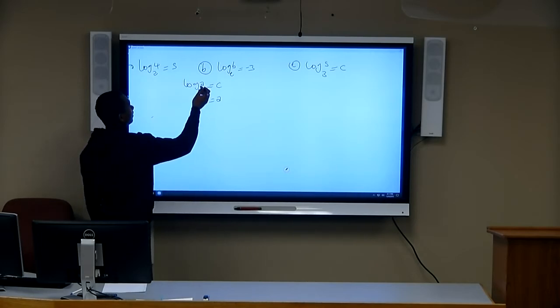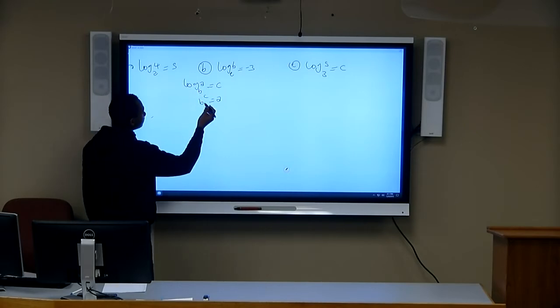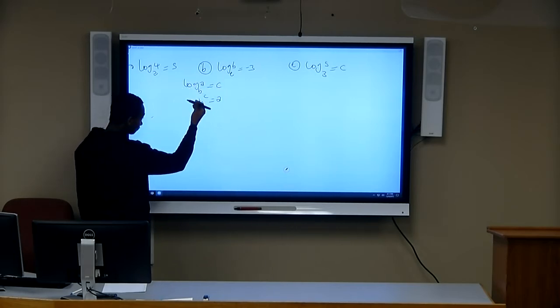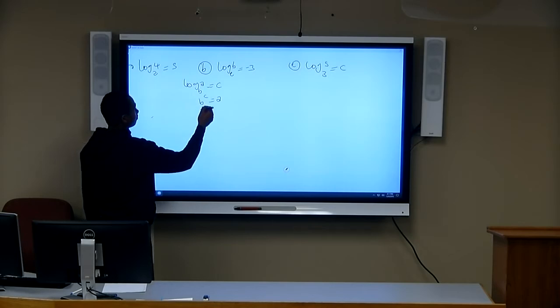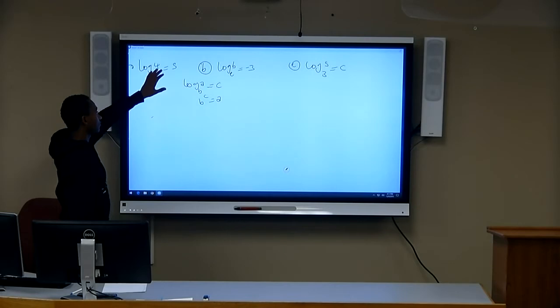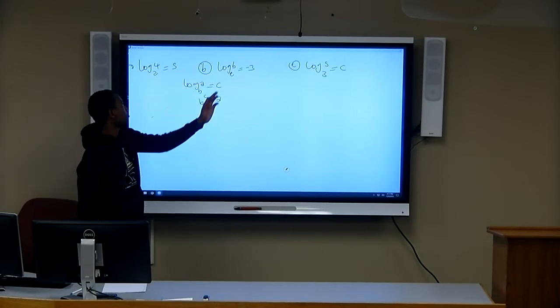So you cannot get a negative number here. So this thing, log A base B is equal to C, is the same as B raised to the power C is equal to A, and the logarithm is not going to be there anymore. This is going to be the exponent form. So we're going to use this rule to solve these three fractions.